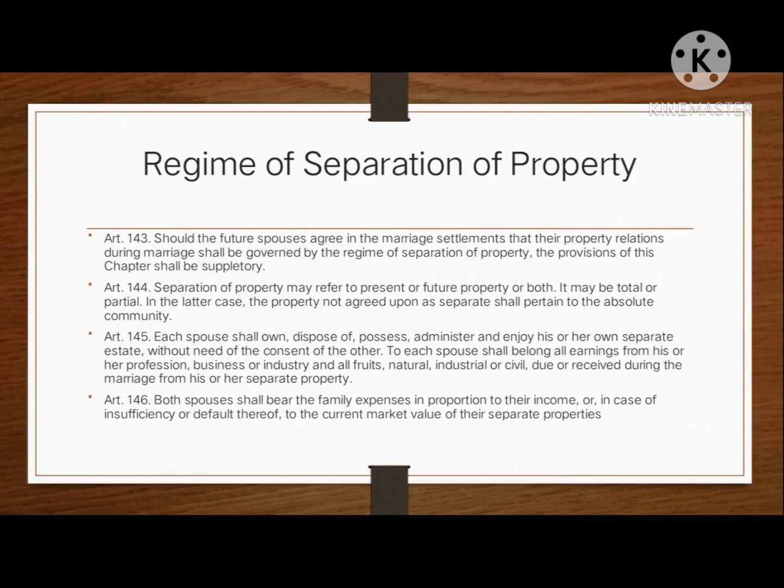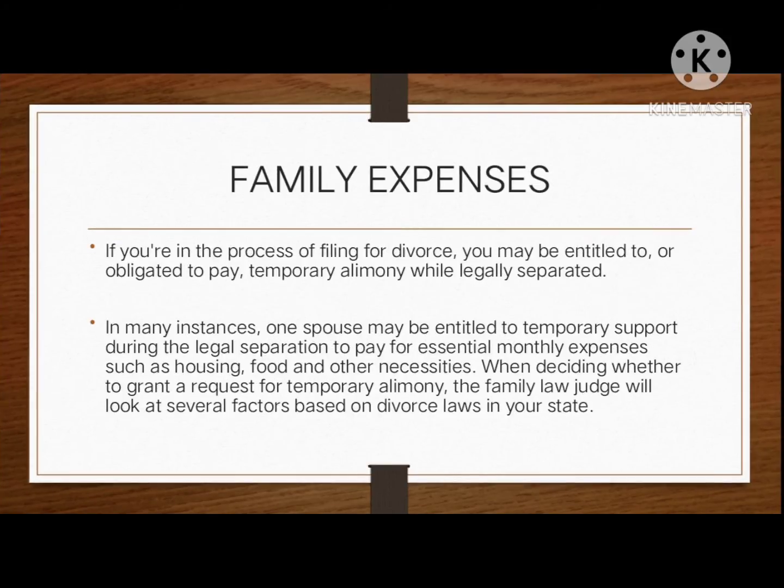Both spouses shall bear the family expenses in proportion to their income or in case of insufficiency thereof to the current market value of their separate properties. So, both of the spouses have the obligation to bear the family expenses aligned to their income. So, next we have the family expenses.